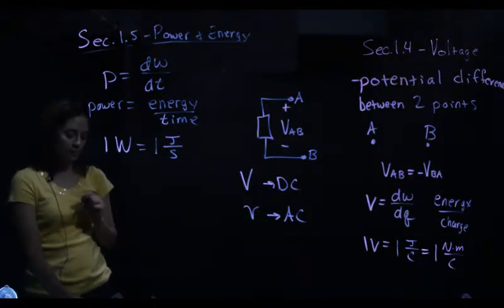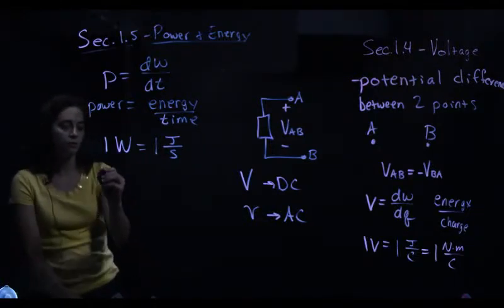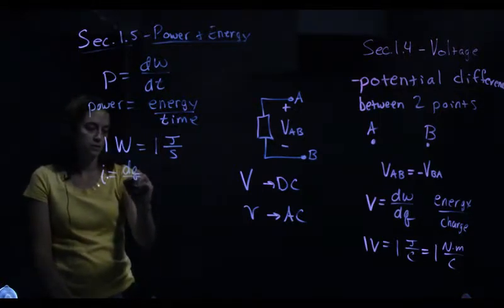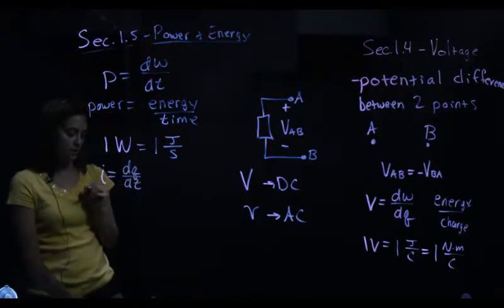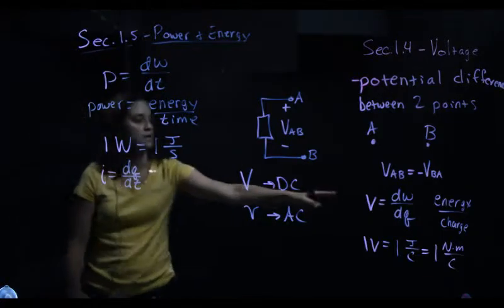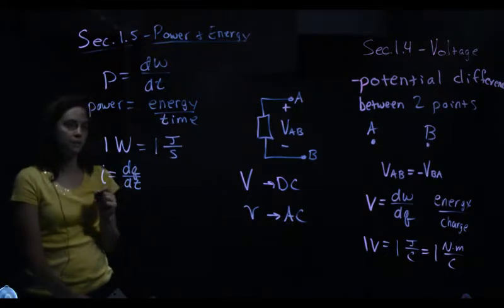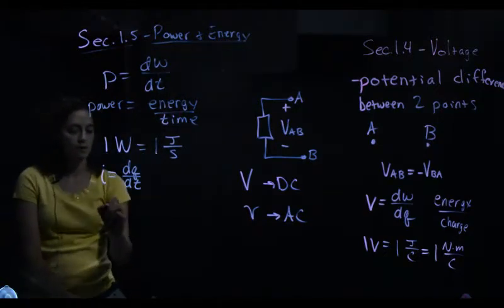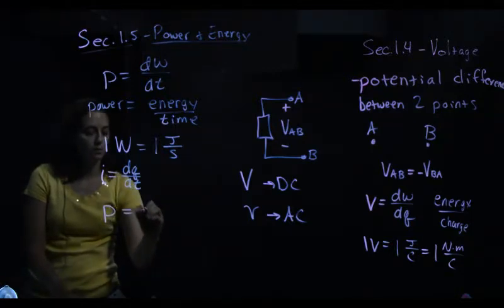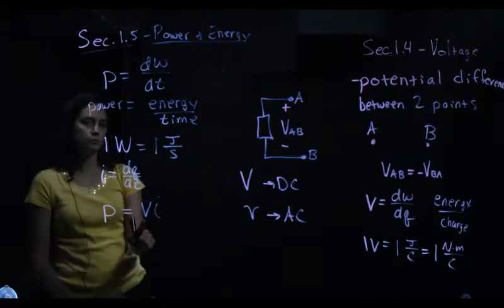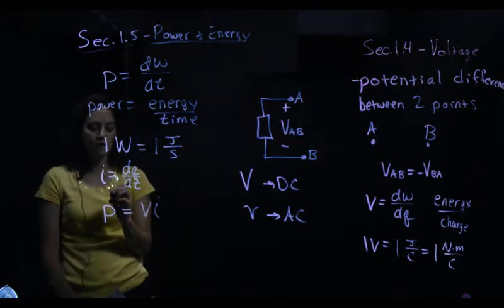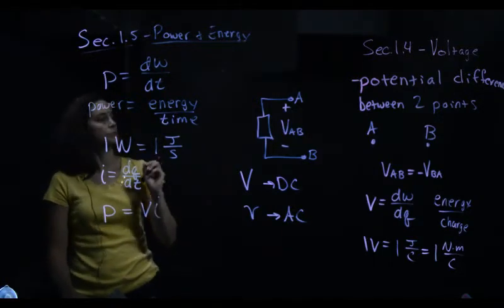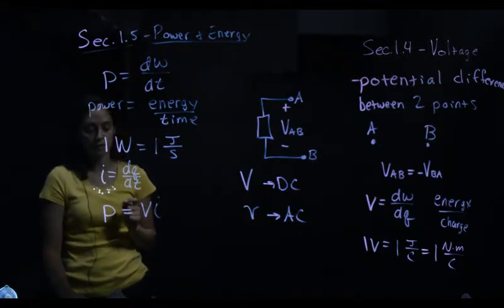So remember what else we have learned so far. We know that current is dQ/dt. We know that voltage is dW/dQ. Power is dW/dt. So what we end up with is P equals VI. Power equals voltage times current. Very important. P equals VI. We'll use that over and over again, especially in electronics.